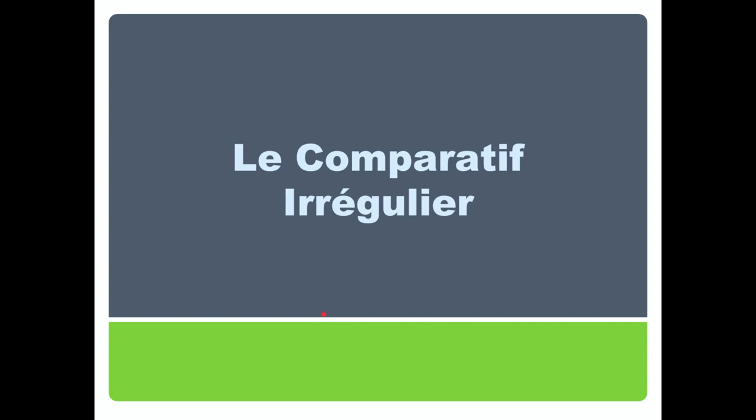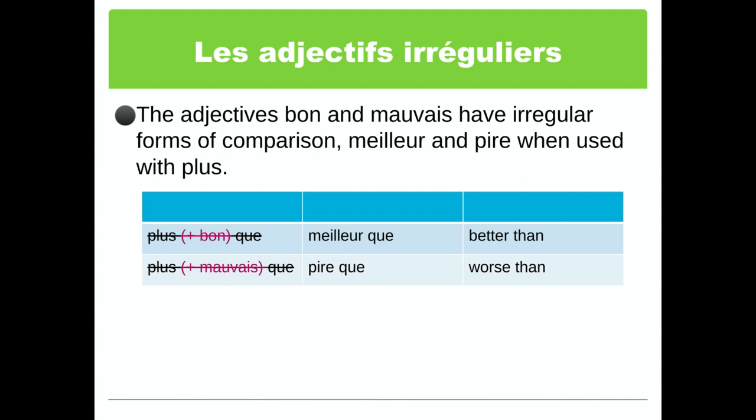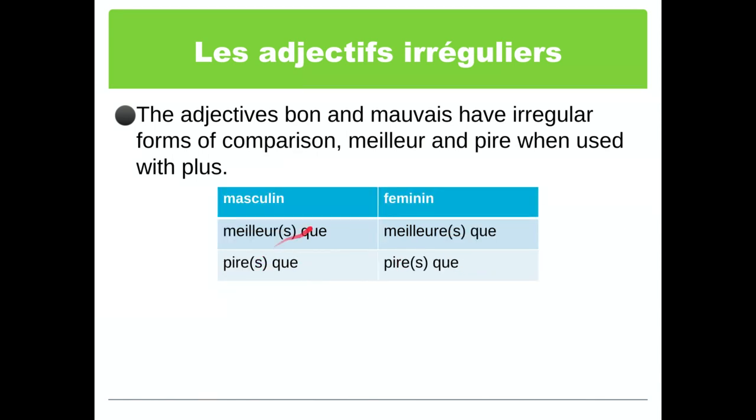Okay, so le comparatif irrégulier, so irregular parts of the comparative. As with French, there are always some things that are irregular, so you should have been expecting it. So with le comparatif, bon and mauvais already have irregular adjectives, but they are even more irregular in the comparative. So instead of saying plus bon que, we use meilleur que. We use better than, meilleur. And instead of saying plus mauvais que, we use pire. Pire means worse. So we have better and worse. So meilleur que and pire que.